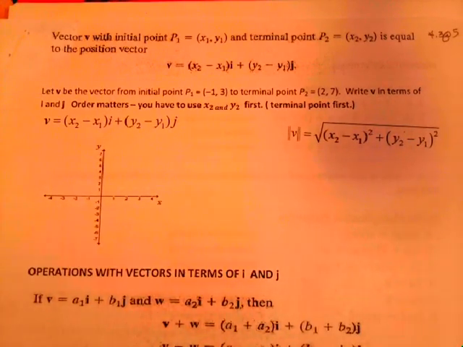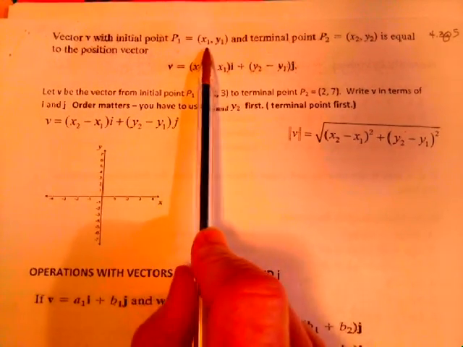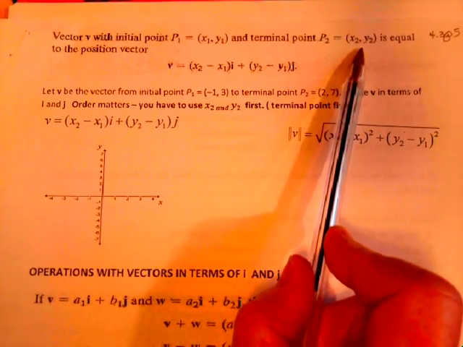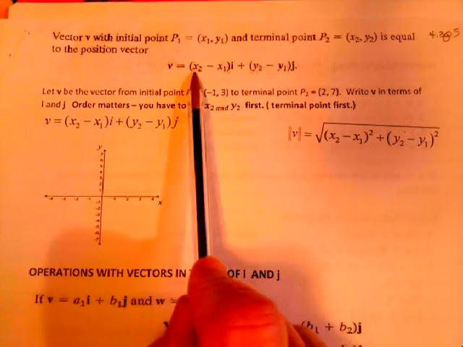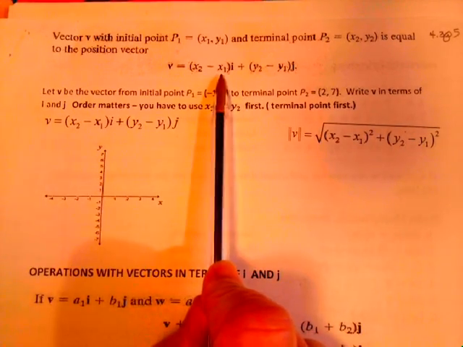Handout 4.3, page 5. A vector v with initial point P1 given by (x1, y1) and terminal point P2 given by (x2, y2) is equal to the position vector given by this formula.